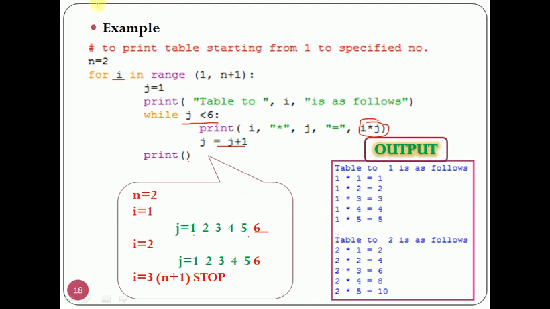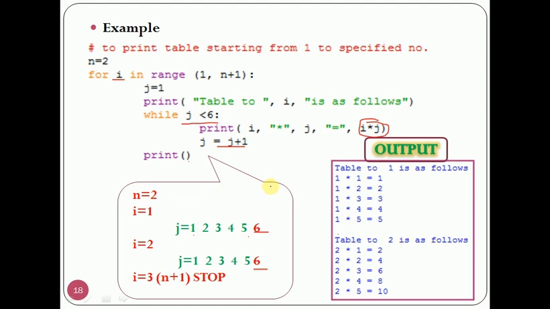Now after that it goes back to the for loop and increments the value of i, which turns to 2. Then again the same process happens and the multiplication table of 2 is displayed, and when j turns to 6 the inner loop stops and it goes back to the for loop, and i turns to 3. At that time it reaches the terminating point, so it stops the loop.